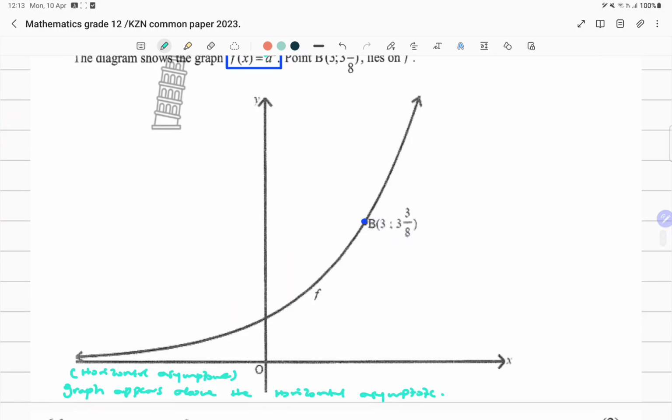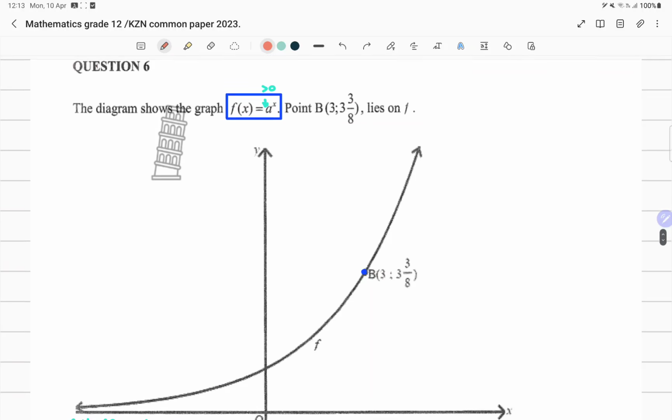But now let's look at our graph. Our graph is an increasing function as we move from left to right, it is increasing. So now if it is an increasing function, we know that the base of our exponent, meaning a, should be greater than 1. For this to be the case, a has to be greater than 1. Okay, easy stuff. So these are some of the things you want to think about, internalize, and work with.